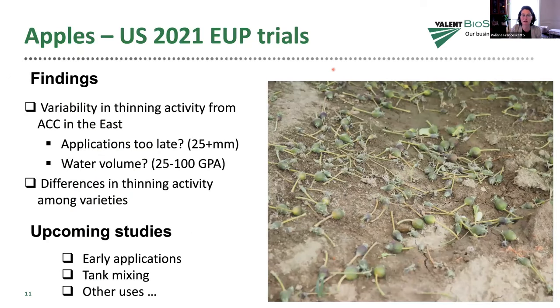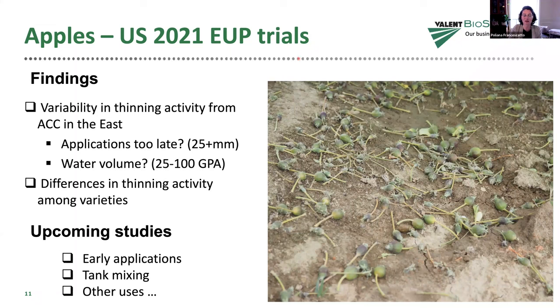We had some experiment program last year in the entire U.S., and we did large plot trials. For apples, we had a lot of variability in thinning activity from ACC, especially in the east. We saw more thinning actually coming from the west last year. What we're addressing is that maybe the applications were done too late, probably when fruitlets were bigger than 25 millimeters. What we see is you have to target 15, 20 millimeters fruit size, unless you have a carbohydrate deficit at that stage, then you can drop the fruitlet.